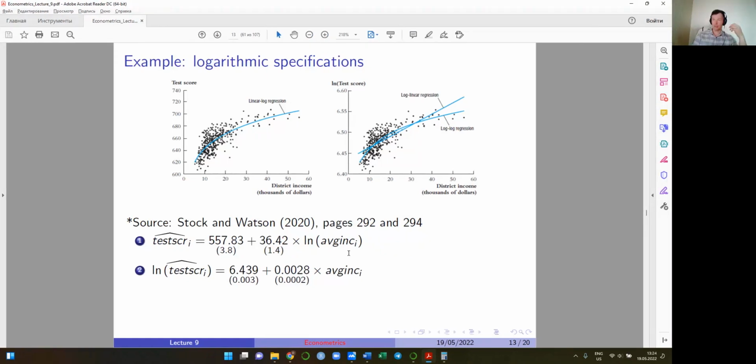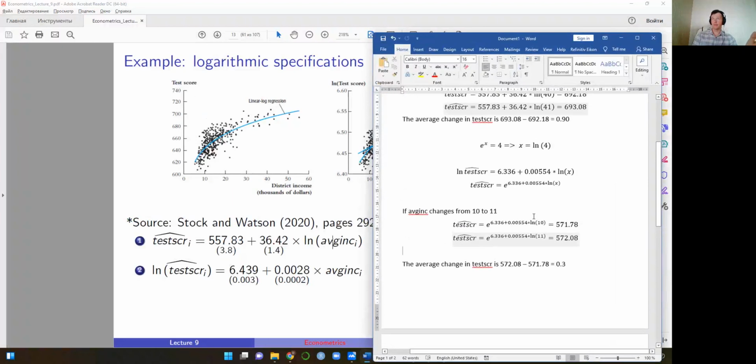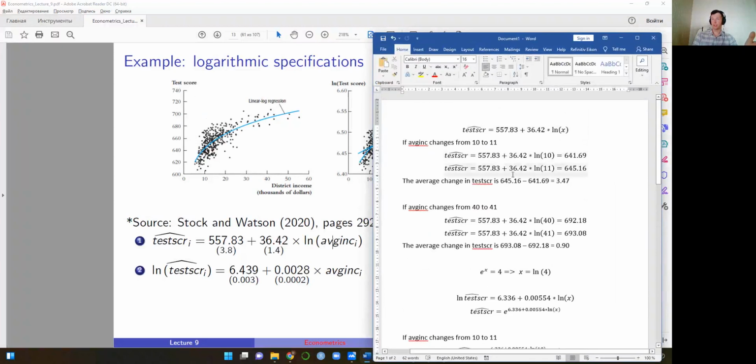If we are talking about larger changes, the interpretation is going to be farther away. So for example, as we have calculated here, what is the average change in test score when income changes from 10 to 11? This is a 10% change, right? From 10 to 11, income increases by 10%. And the average change, we calculated exactly, is 3.47.